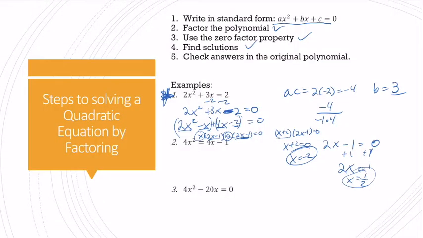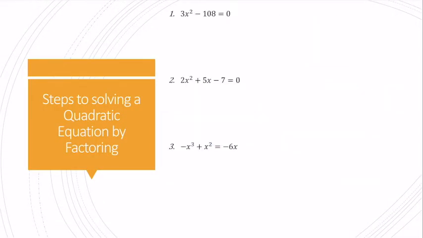Let's do a couple more examples. If I have 3x squared minus 108, let's go ahead and pull out a factor of 3.